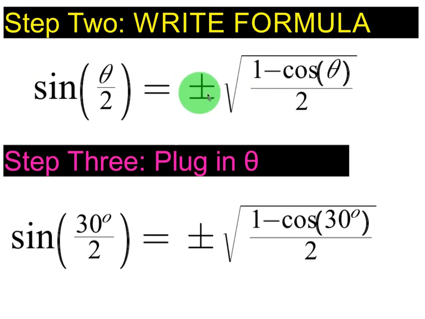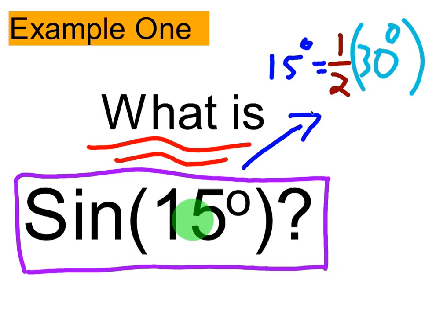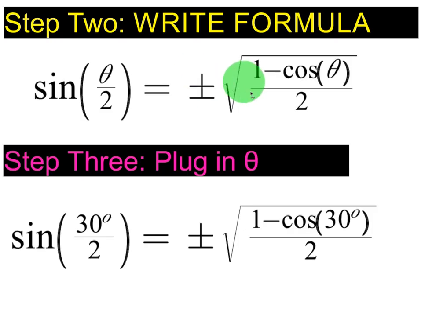This plus or minus does matter, so I want to ask you, what quadrant is 15 degrees in? Okay, and I will use some more pink. And we know that 15 is going to be in the first quadrant, right? And so we know that sine is going to be positive. And therefore, in our formula for plus or minus, we will be using plus square root since sine is positive in the first quadrant. So next we're going to be plugging in theta.